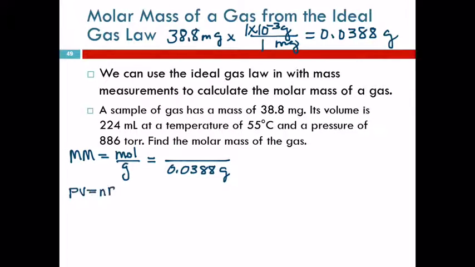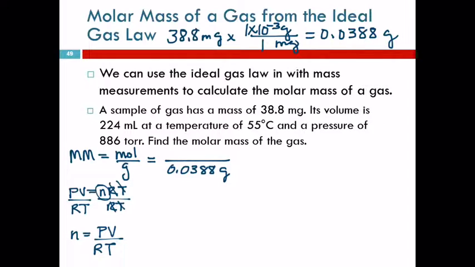PV equals nRT. We want to get n by itself. Divide by RT. Those R's cancel, T's cancel. So n is equal to the pressure times the volume divided by the gas constant times the temperature. They gave us the volume, they gave us the temperature, they gave us the pressure. And the units on all of them are not quite right. Nice. We can do this.